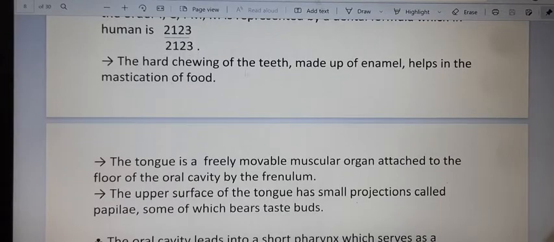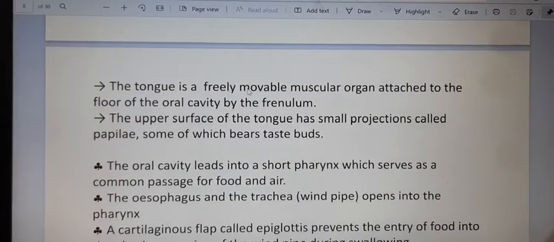Then the hard chewing surface of the teeth is made up of enamel. It helps in the mastication of food, meaning crushing, grinding, and chewing of the food.